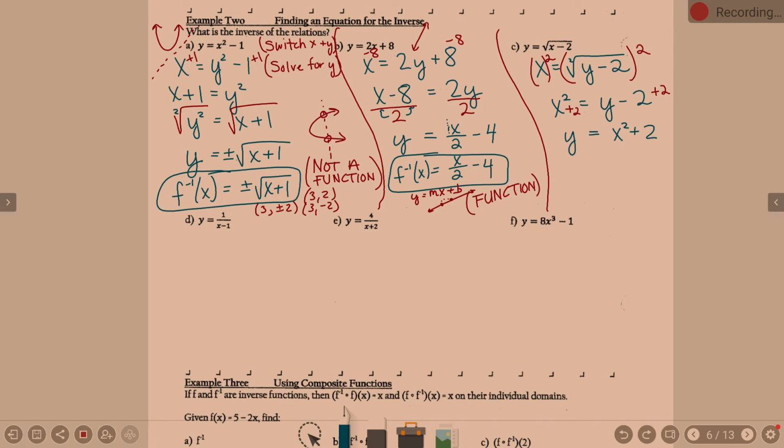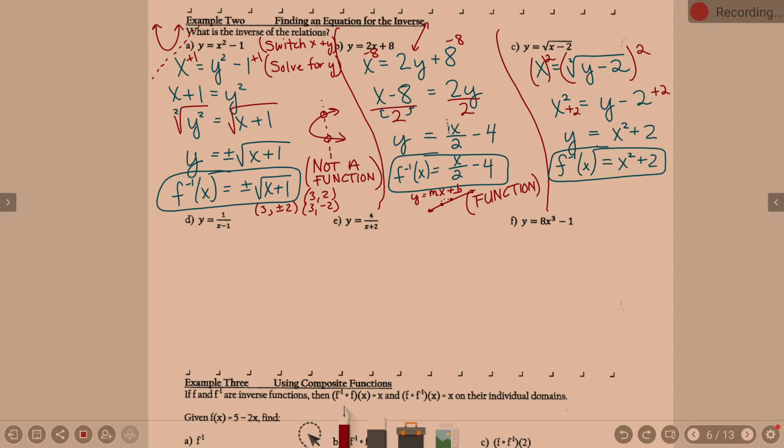How should I write my final answer? F inverse of x. It's not so much you have to know how to say it, you just have to know what to write, right? x squared plus 2. Is that it? That's it on the solving. We've still got to talk about whether or not it's a function, right? Yes. How do you know whether or not it's a function?